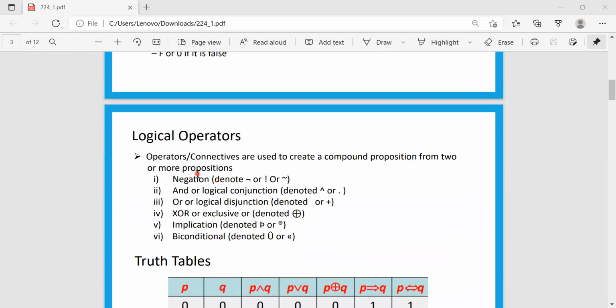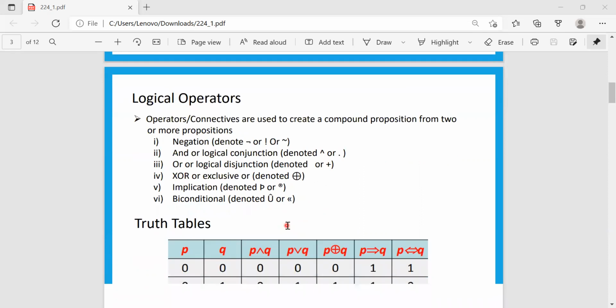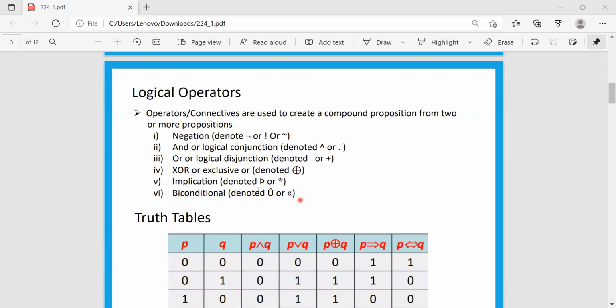Let's define some operators. Negation has these three symbols, the AND operator has this symbol, the OR operator has this symbol, the XOR operator is plus and circle, the implication operator is this, and the biconditional operator is this.